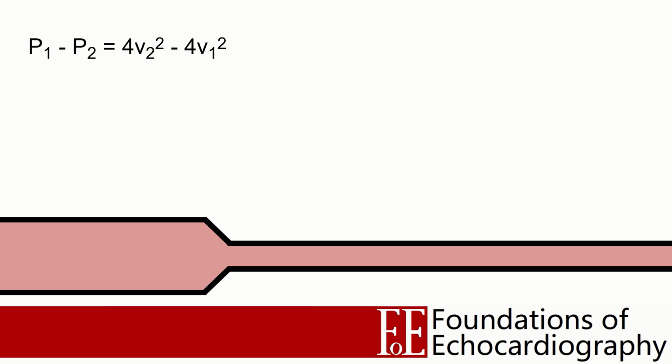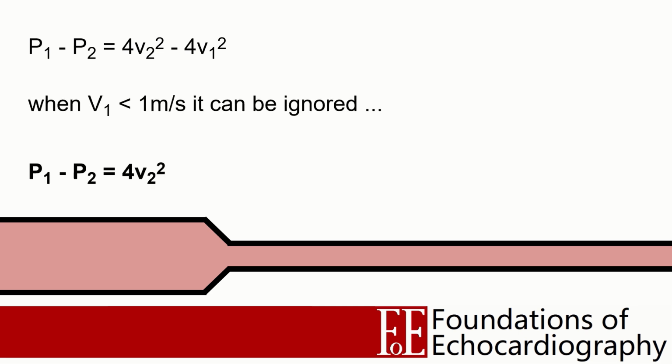For this reason, by convention, when the velocity prior to a stenotic lesion is less than 1 meter per second, we disregard it, and we use the most simplified version of Bernoulli's equation. The pressure gradient is equal to the maximal velocity squared multiplied by 4.